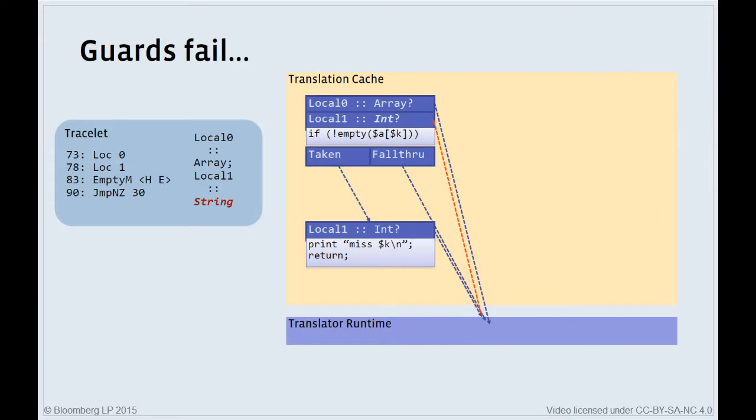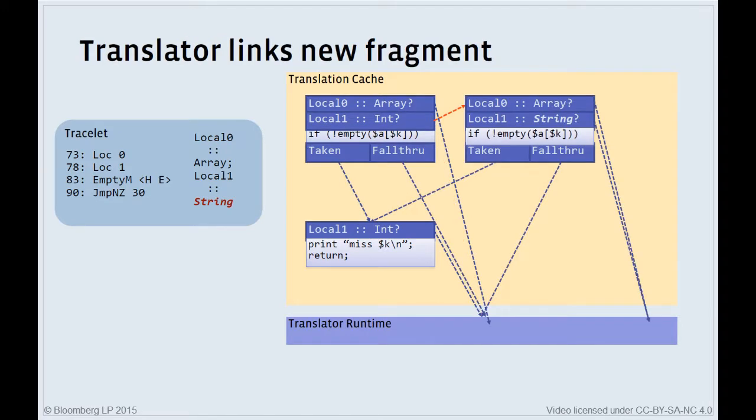Okay, let's go through the guards. Local 0 is an array. Local 1, oh no, that's not an integer. Local 1's a string now. Jump into the translator runtime. We're going to regenerate, rejit this code, specializing it, assuming local 1 is a string now. Then we're going to rewrite this pointer.